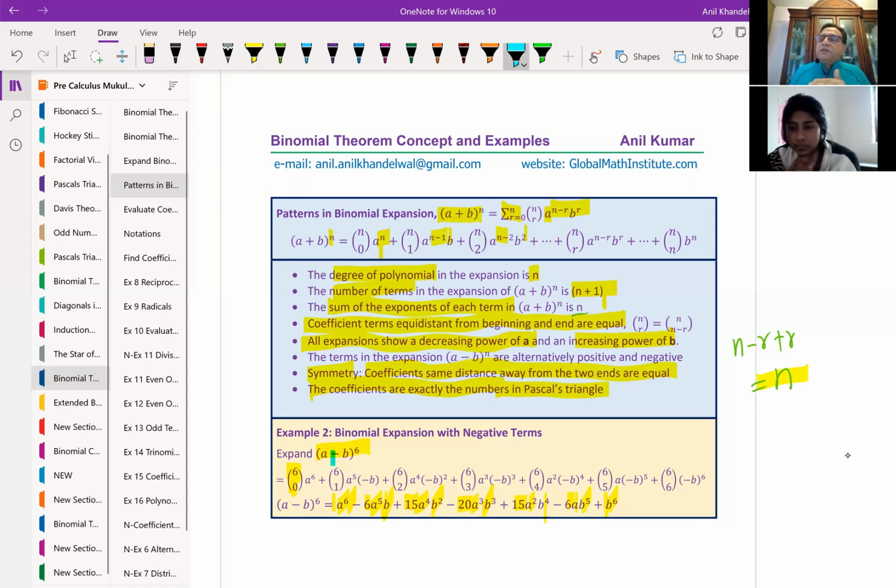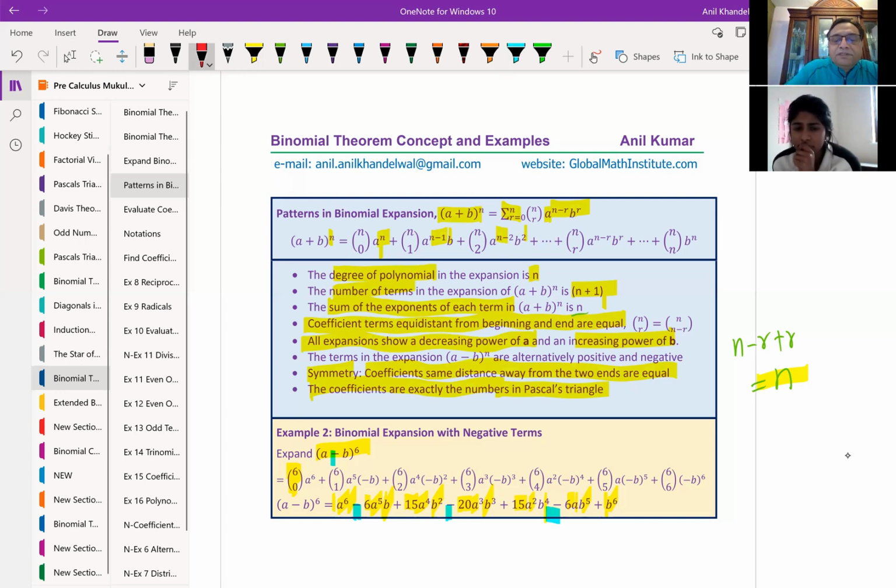So if the b power is even, the negative becomes positive. If the b power is odd, it is negative. And therefore, you expect alternate negative terms. Do you see that? That is mainly because we have minus b there. So all odd powers of b will result in negative terms. You will notice that these are the terms.